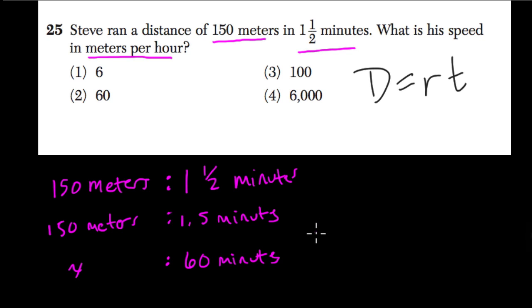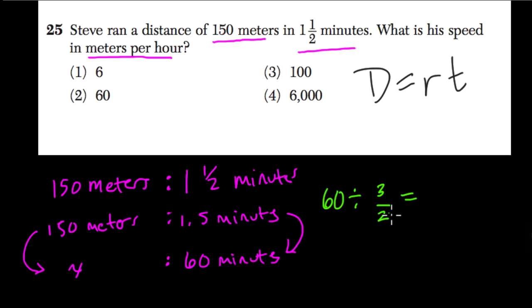Well, the first thing I can ask myself is, how many times do I have to multiply 1.5 by to reach 60 minutes? And I'll do the same thing here to keep this proportional, and that'll solve for the variable here. So to find out how many times 1.5 goes into 60, what we can do is divide, right? 60 divided by 1.5. 1.5 is also 3 over 2, so I'll use that.